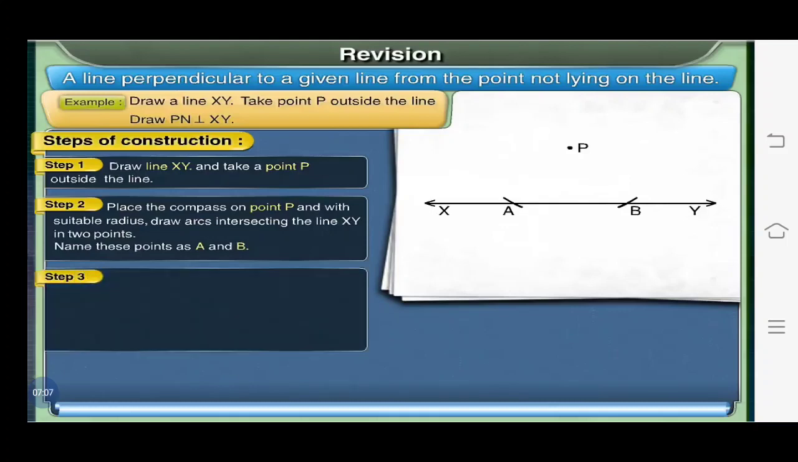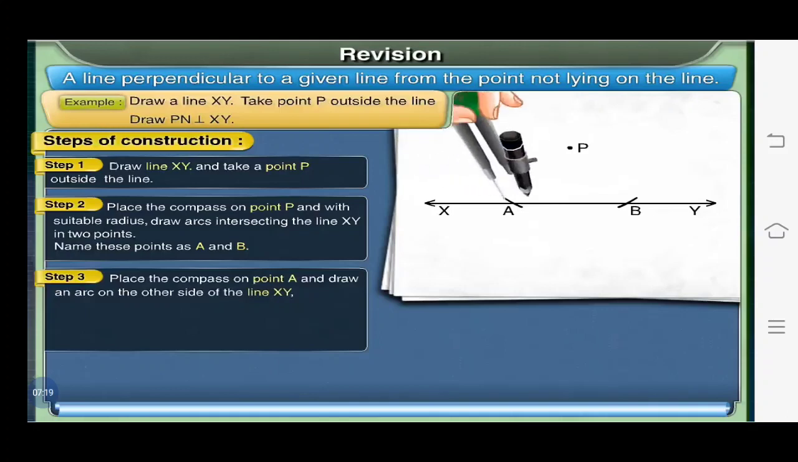Step 3. Now, place the compass on point A and draw an arc on the other side of the line XY, that is, the side not containing point B.